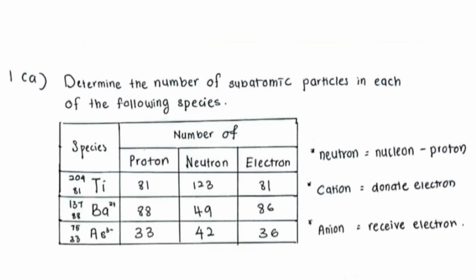And arsenic is an anion. It will receive electrons. So arsenic has a charge of -3, which means it will receive 3 electrons. So the number of electrons of arsenic is higher than the number of protons, which means 36.